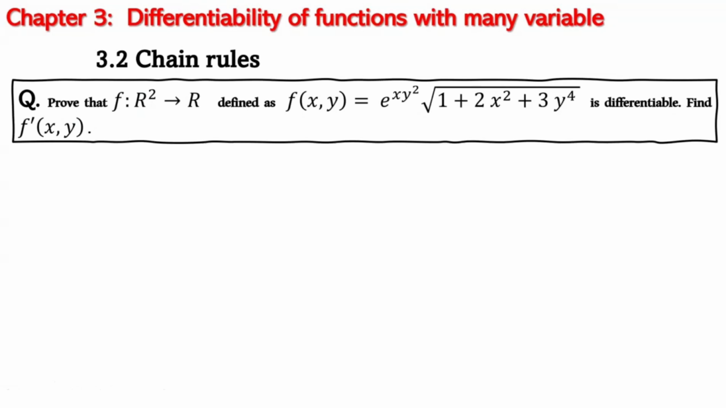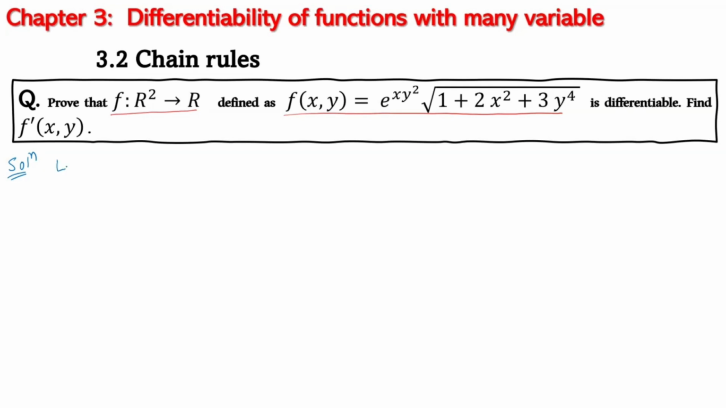Okay, so our first problem is to prove that f from R2 to R, which is defined as this complicated function, is differentiable, and we have to find f dash. Let's start to solve this question. We will take this function as a product of two functions and simplify it, and then we'll solve it. So we take two functions.